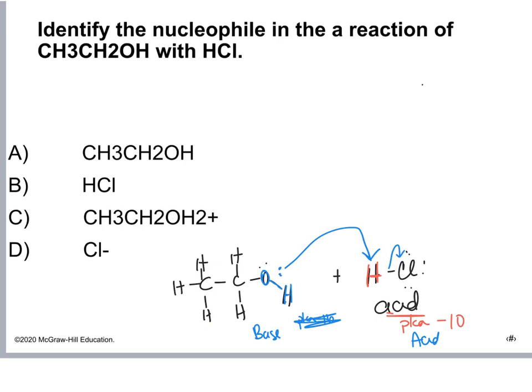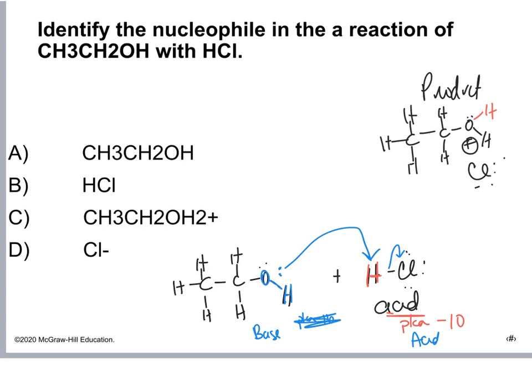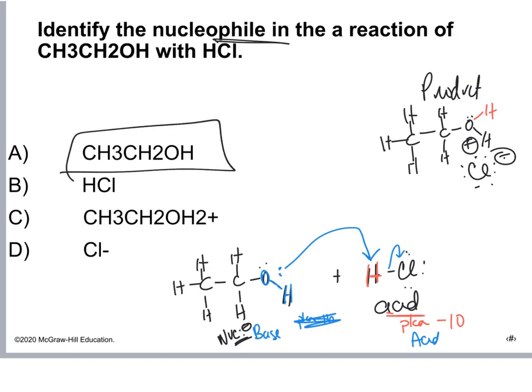And then you draw your products. What are your products? And then the chloride. And identify the nucleophile. Well, the base is the nucleophile here. So that would be your nucleophile. This would be your electrophile.